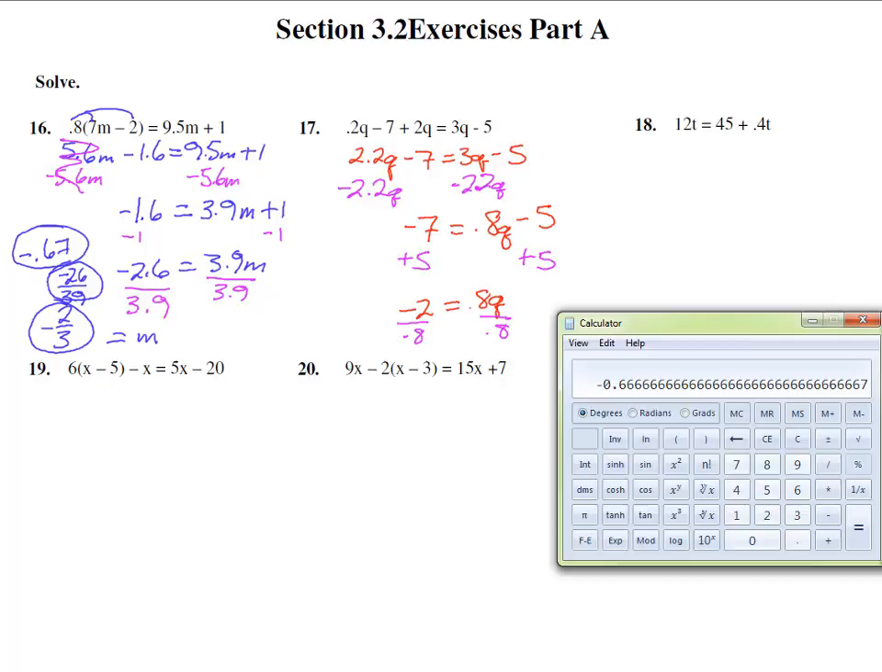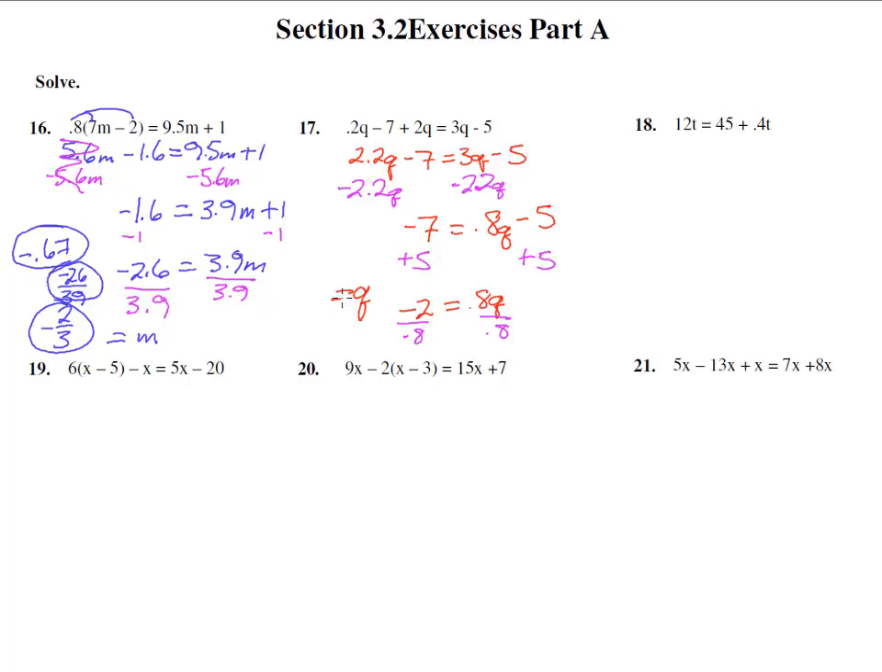And we'll need our calculator for that. Negative 2 divided by 0.8 equals negative 2.5. So q equals negative 2.5. Now you could have times by 10 and had negative 25 over 10, which would reduce to negative 5/2, which would then be negative 2.5, and that would be okay.